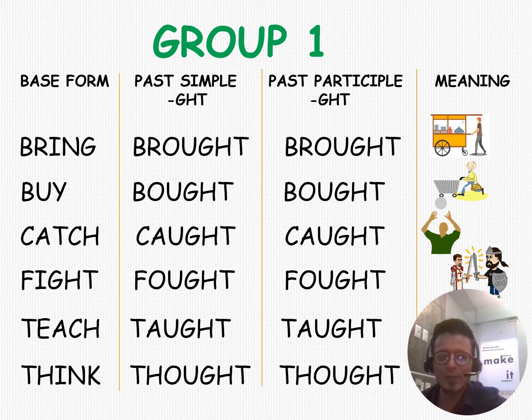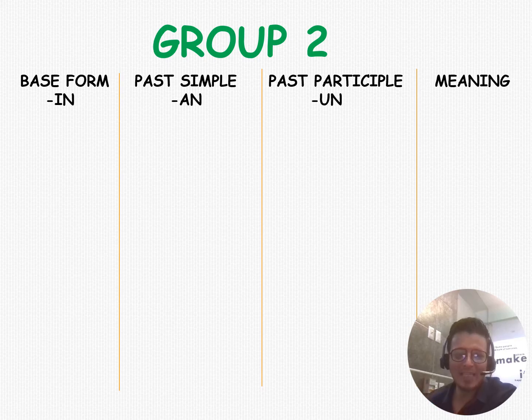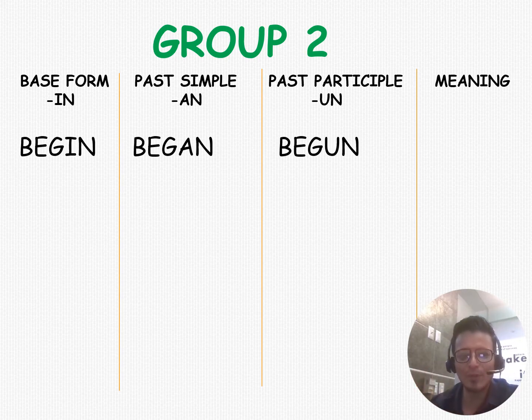Let's go over our second group of verbs. Are you ready? Now, in this second group, we're going to check the verbs that in their base form have the I, in past it changes to an A, and for those of you studying participles, U. For example, begin, began, begun.